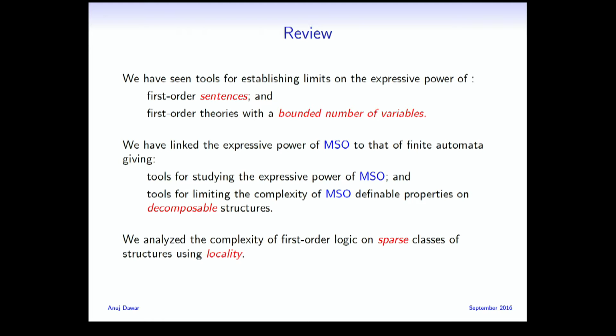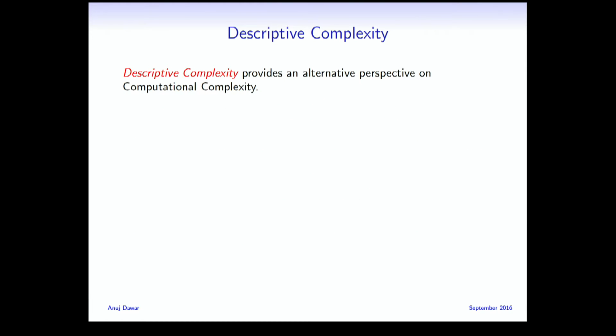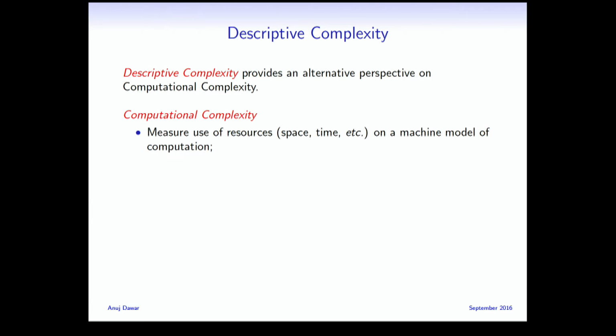So what I want to talk about today is one of the motivating reasons for studying finite model theory and ways of limiting the expressive power in the first place, and that is the fact that you can actually capture certain complexity classes in logical form. So the idea is descriptive complexity provides an alternative perspective on computational complexity. Classically in computational complexity, we measure the complexity of problems using resources, such as space and time on some machine model of computation.